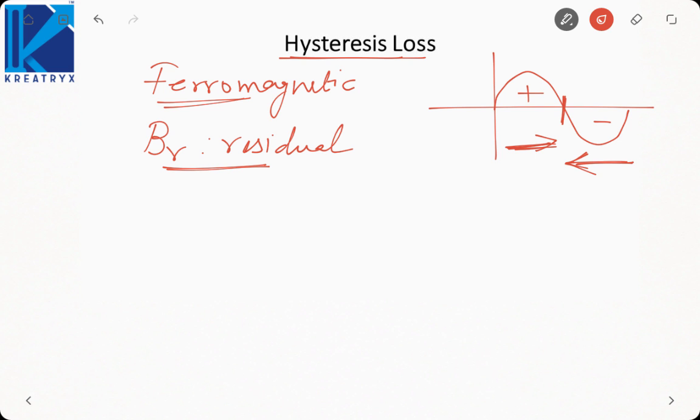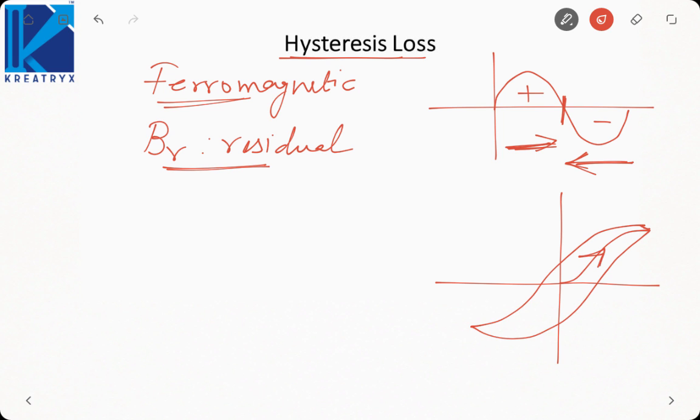So we have to reverse their orientation, we have to rotate them by 180 degrees. That will require some energy, which is called hysteresis loss. So ferromagnetic materials exhibit a hysteresis curve, something like this. Now this middle line, what does it represent?